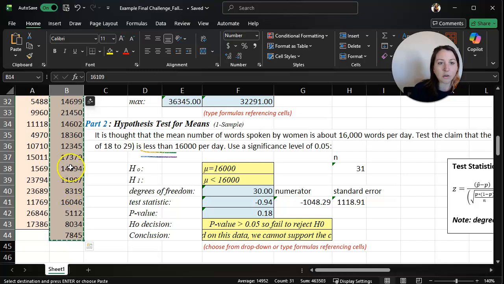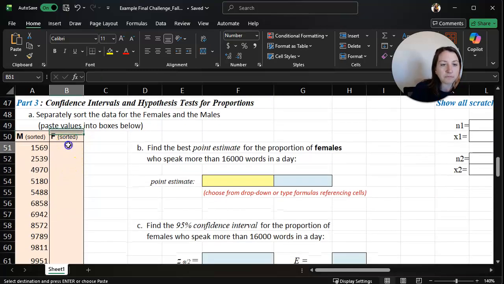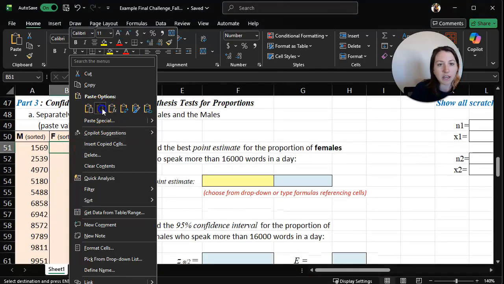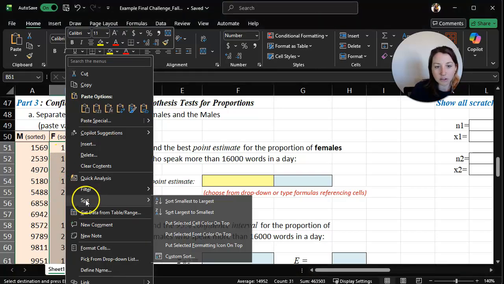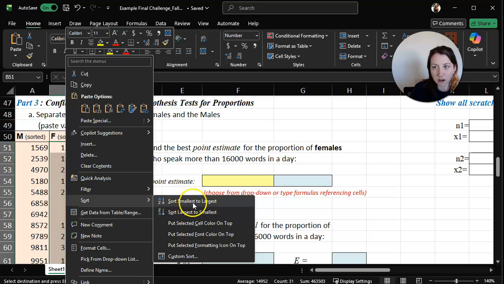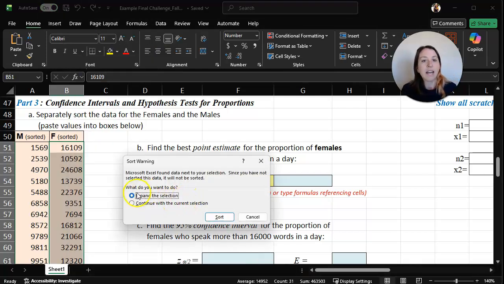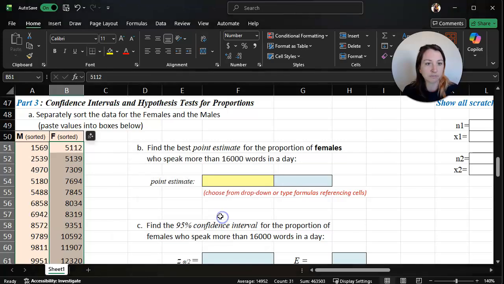Okay, coming back up here, we will copy and paste all of the data for females. So Control C or right click copy. And then we can come down here, right click and paste. Now that they're all highlighted, we can right click, go to sort, sort smallest to largest. And again, continue with the current selection. If you hit expand, it'll also start sorting the male data again in an odd way. So we just want to only sort what we have highlighted. So that's what that means.